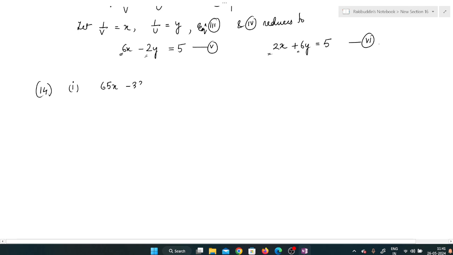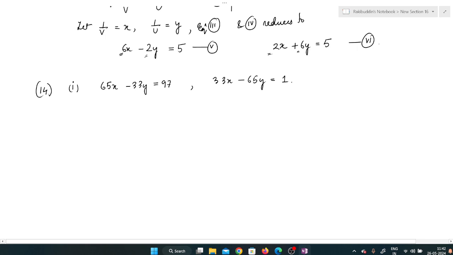65x minus 33y is equal to 97, and here 33x minus 65y is equal to 1. If you observe the equations carefully, in the first equation the coefficient of x is 65, whereas in the second equation the coefficient of y is 65. Similarly, in the first equation the coefficient of y is minus 33, and in the second equation the coefficient of x is 33. The coefficients are the same, just the operators are different.